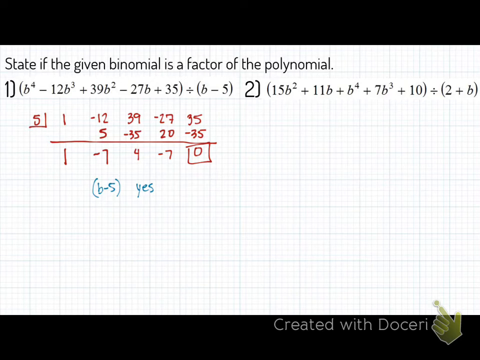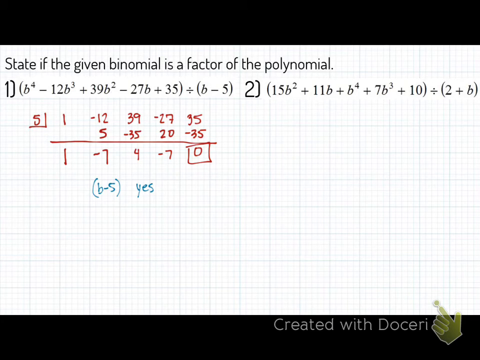So again, what did I do? The directions say state if the given binomial is a factor of the polynomial. This is a yes or no question. Here's the divisor. Is this a factor? Well, we use synthetic division. Then after we're all done, we check our remainder. Is the remainder 0? Yes, it is. Therefore, yes, this is a factor. That's all you're doing today. Cupcakes, right?